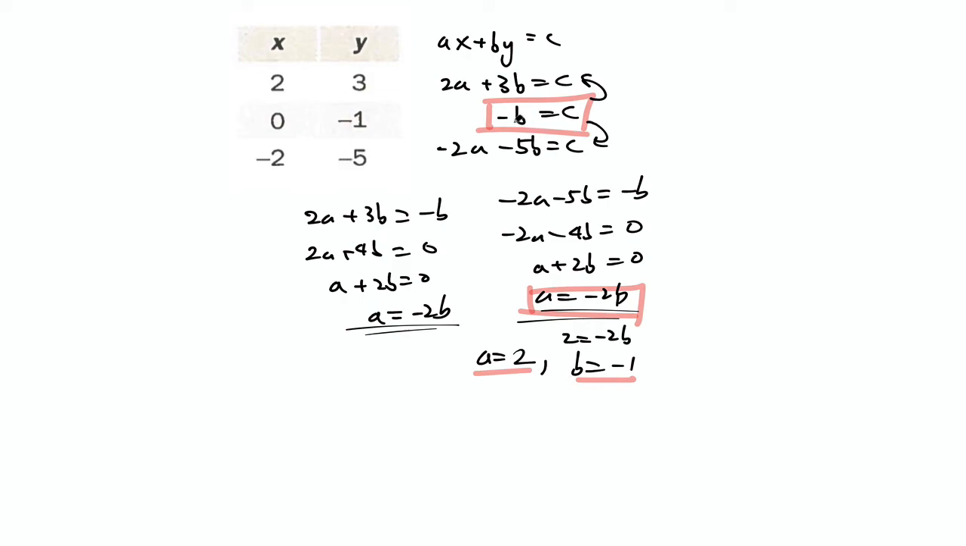And given this, b is equal to negative 1, so plug it into here, we get that c has to be then 1. Okay, so now we know how to write this equation. It's going to be 2x minus y is equal to 1.